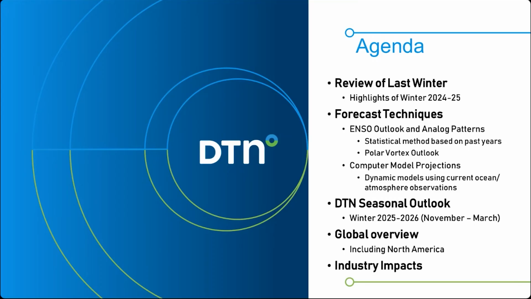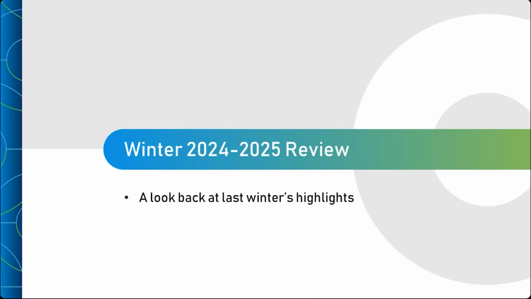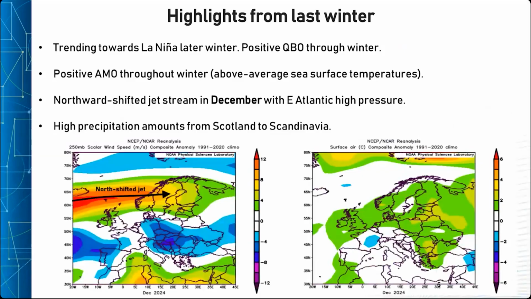Firstly, a reminder of what last winter brought us. So highlights from last year. After El Nino the winter previously, we saw a La Nina develop through midwinter with cooling of the equatorial Pacific peaking in January, although it was a rather weak La Nina. As we'll see, that's something that we'll have partially in common with this winter.